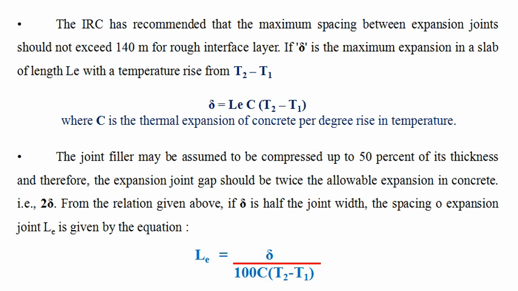The joint filler may be assumed to be compressed up to 50% of its thickness, and therefore the expansion joint gap should be twice the allowable expansion in the concrete, that is 2 × delta. So from the relation given above, if delta is half the joint width, then the spacing of the expansion joint Le will be given by the formula Le = delta / (100 C (T2 minus T1)).